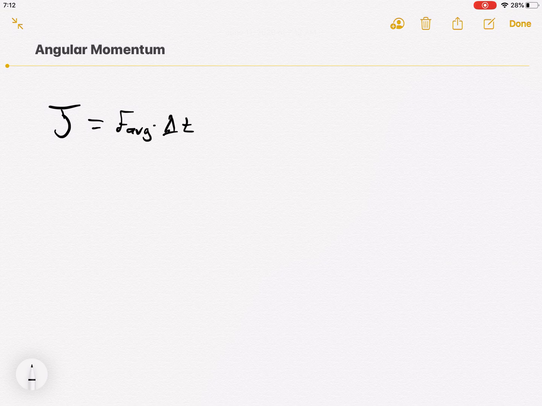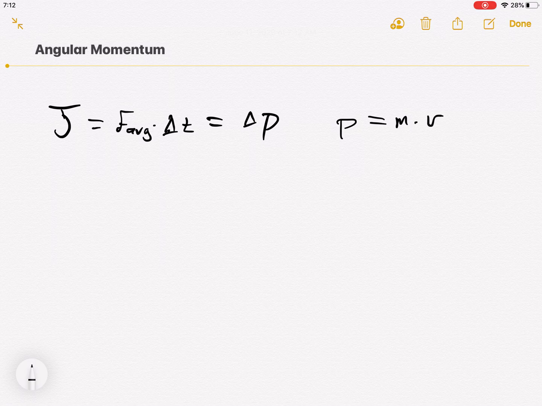Anything you can do in linear motion, you can do in rotation. So we've said that when there is an impulse on a system, some average force acting over some time, it leads to a change in a quantity that we called momentum. And momentum here was m times v.